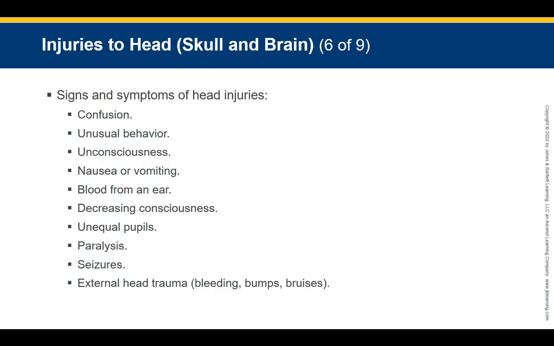Signs and symptoms of a skull or a brain injury: they're confused. Like, I don't know what's going on here. They're not acting right. You know who they are, and they're not acting like themselves. They're unconscious. They're nauseous. They're vomiting. They have blood from the ears. They're coming in and out of consciousness. They have unequal pupils. I mean, the list goes on. We all know these things, right?